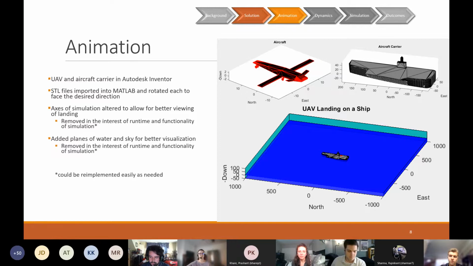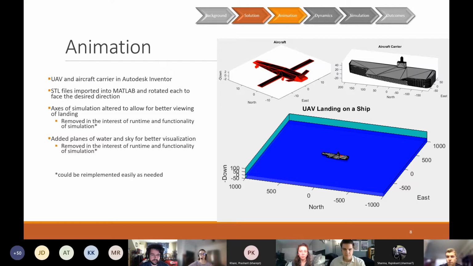So at the beginning of this class, we learned how to import STL CAD files into MATLAB. So we decided from the start that we were going to model our UAV and aircraft carrier in Autodesk Inventor and then import it in for our animation. So Tony took the reins on deciding that we would model the MQ-25, an up-and-coming aircraft carrier companion for aerial refueling, as our UAV, just because it's very symmetric and it's something very relevant to the Navy currently. And then we modeled our aircraft carrier after a basic aircraft carrier design.